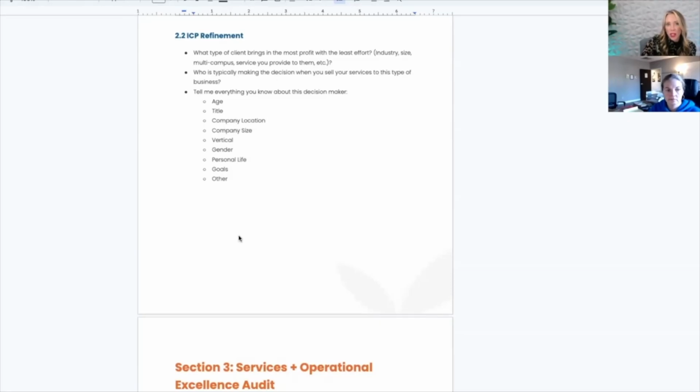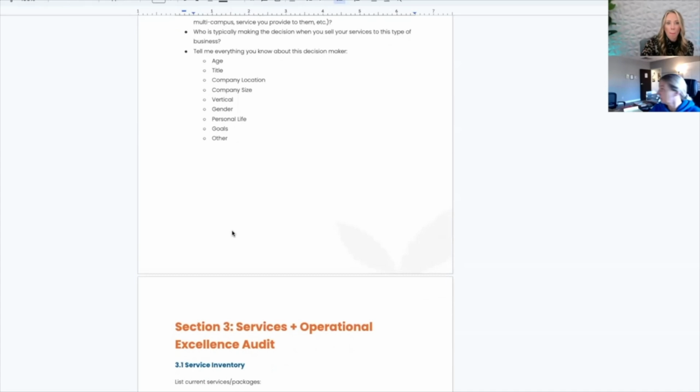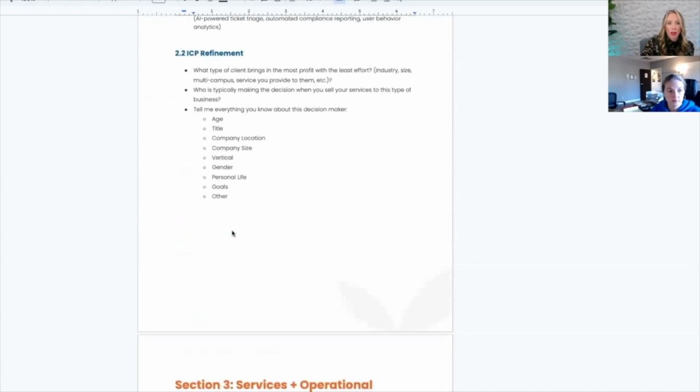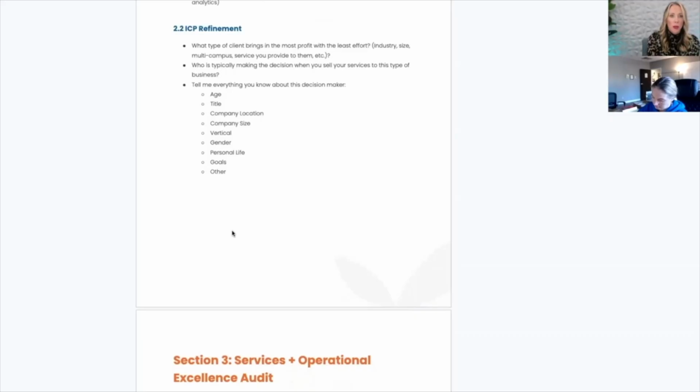But in your messaging and understanding of what your sales team, as you're building your sales team, what they need to be saying and doing, it's really important to understand exactly who that buyer is. Give you a few minutes to do that. We'll do like 1 minute to fill in that ICP. Everything you know about them. What keeps them up at night?